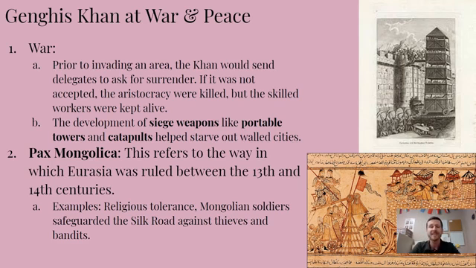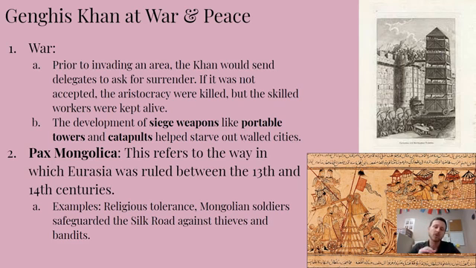Now, as they entered into cities or were confronted with another development, walls, here we see right here in this image, they developed siege weapons like the portable tower you see here, and then not pictured are catapults. And that's how they ended up conquering many cities that didn't surrender.